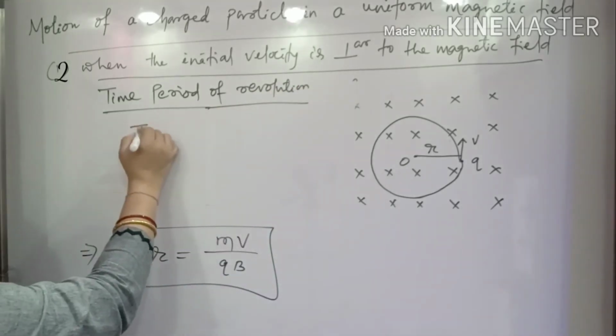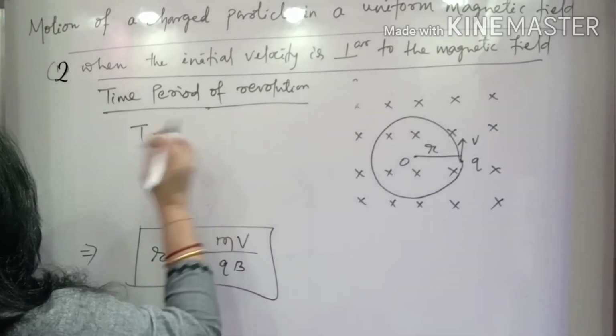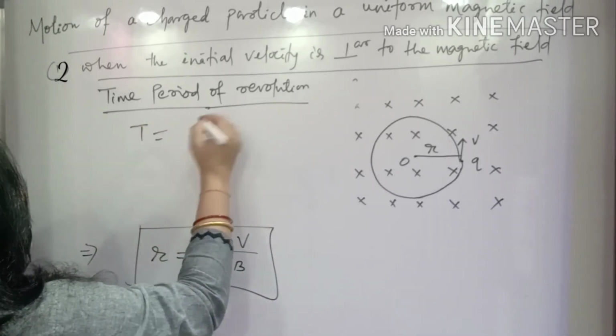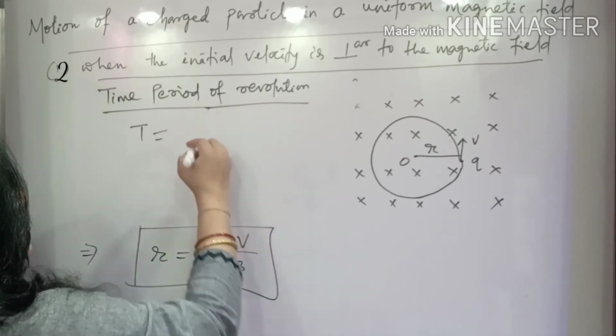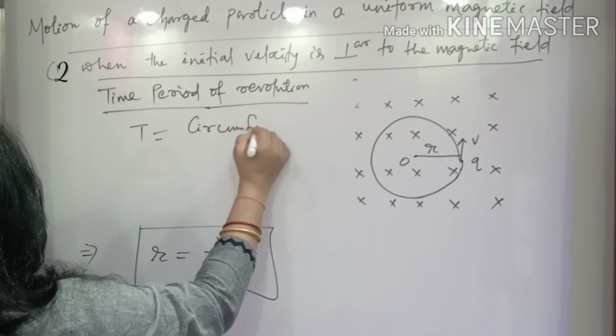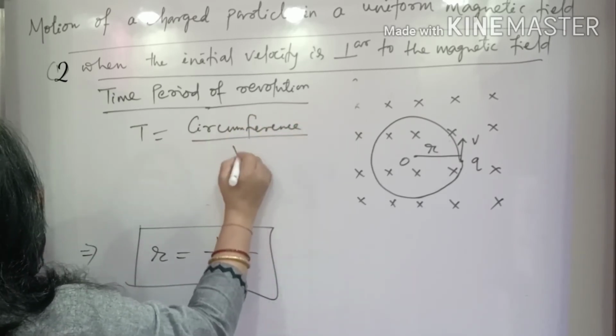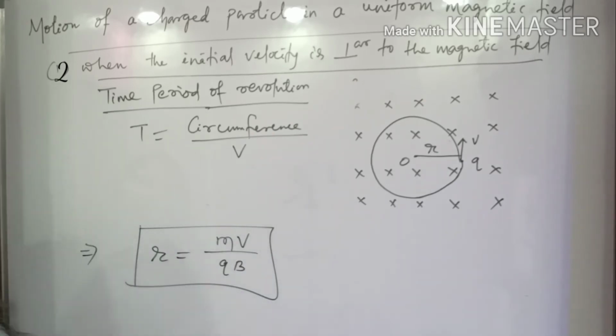Now what is the time formula? Time equals distance by velocity. So here, what is the distance it is covering in one revolution? That distance is the circumference, divided by the speed with which it is moving. What is the speed with which it is moving? That is v. Right?